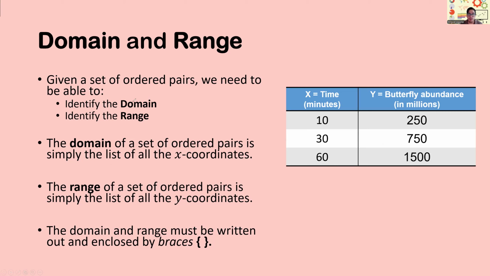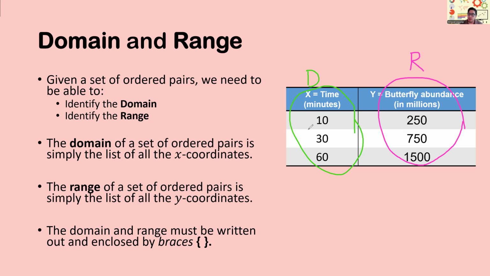Can you list all of the x values for me? What are the x values? 10, 30, and 60. This part here is the domain. I'm just going to put a D so I don't have to write the whole word. And the range is the set of all of the y values that belong to that set of ordered pairs. So what are all the y values here? 250, 750, and 1500. You got it. That is what we're going to call the range. That's the set of all the y values.